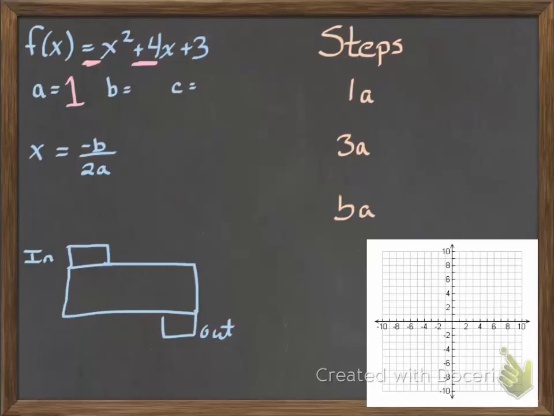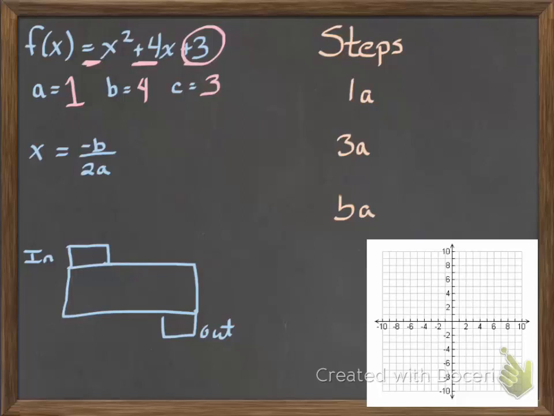If it was minus 4, we put that as a negative 4. And your c is a term that has no variable attached to it. And so in this case, our c is plus 3, so I consider that a positive 3.